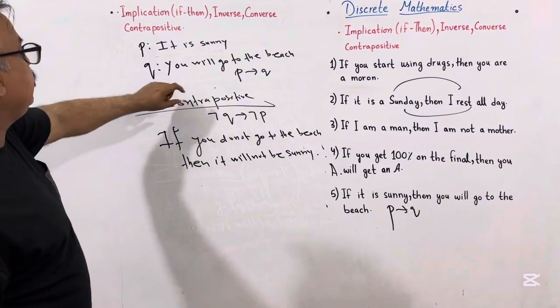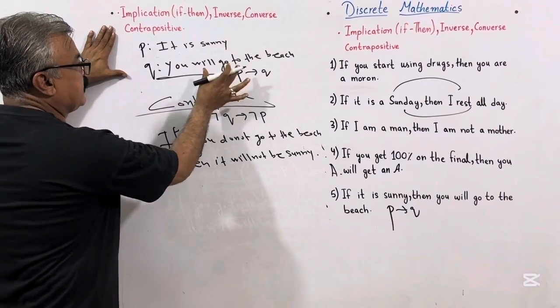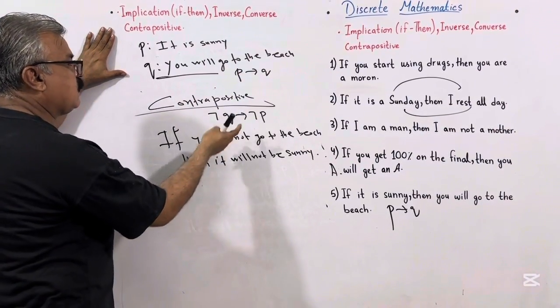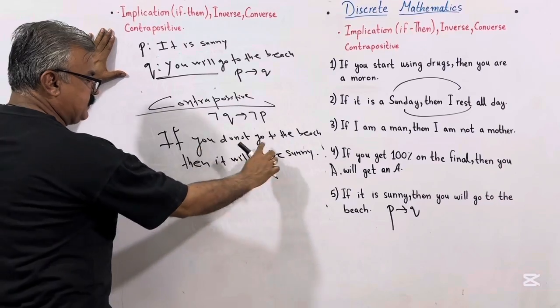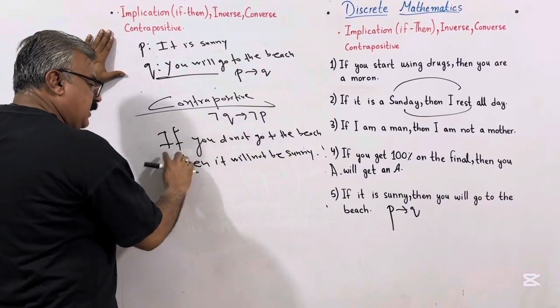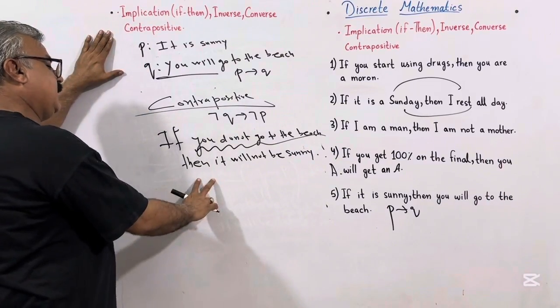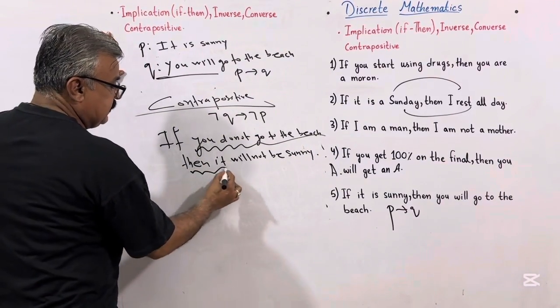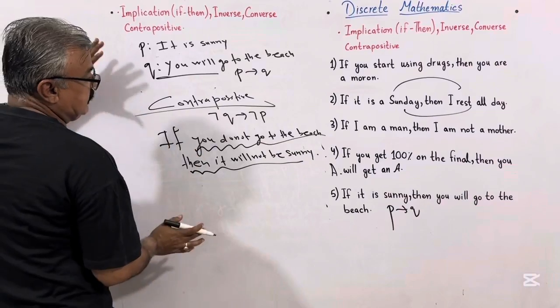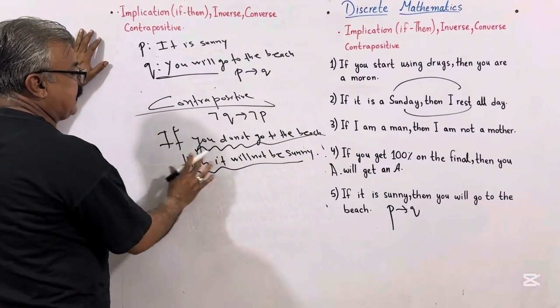Right? It's a negation. Now this qualifies for the conditional part. That's why I have switched over from future to simple tense. If you do not go to the beach, present simple suits the conditional part, then it will not be sunny. I have switched over the tenses according to the grammatical demand.